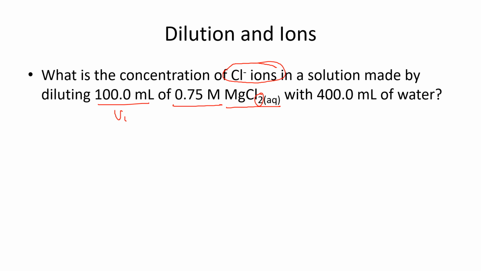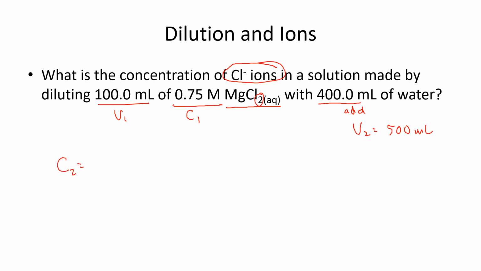We have our initial concentration, which is C1. And we're going to add 400 milliliters of water. So our V2 is going to be the 100 that we started with plus 400. So V2 is going to be 500 milliliters. So let's look for the concentration then.